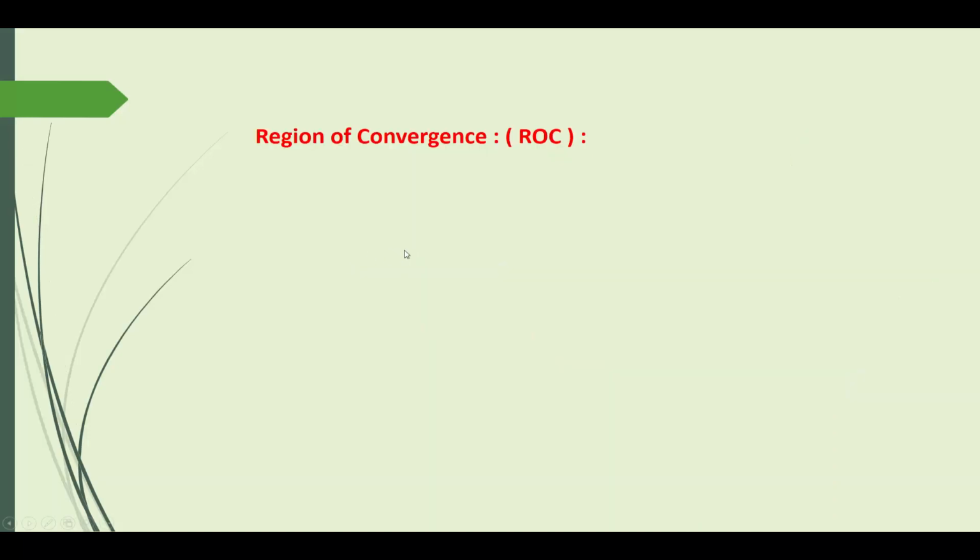Definition of region of convergence, that is ROC, region of convergence of Z transform. We know the Z transform of f of k is denoted as capital F of z and is equal to sigma k varies from minus infinity to plus infinity f of k z raised to minus k. This is the definition of Z transform.